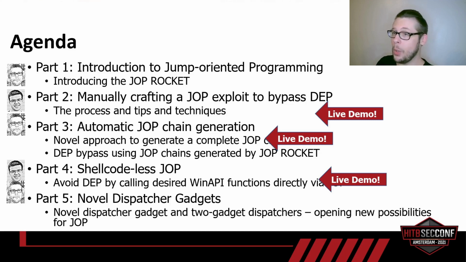Next, Austin will show us, instead of bypassing DEP, what if we just simply avoid it and also avoid the need for shellcode and instead just do all that shellcode action directly inside of the JOP exploit? Hey, we can do it.